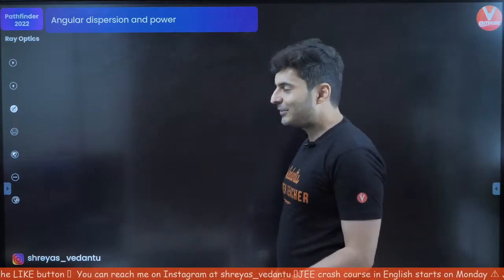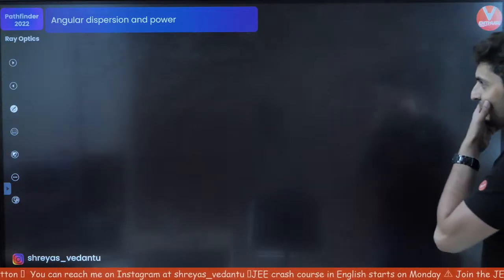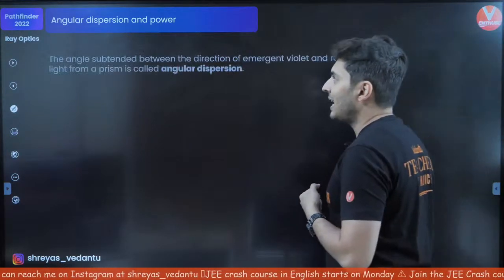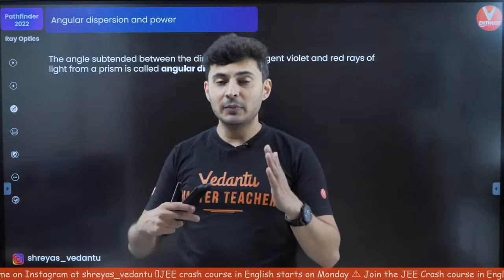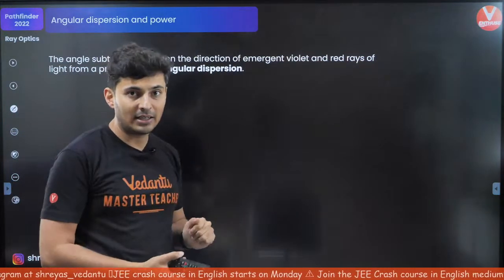All right. So moving ahead, angular dispersion and power. Now what is angular dispersion? I just told you that each color spreads by a different amount.